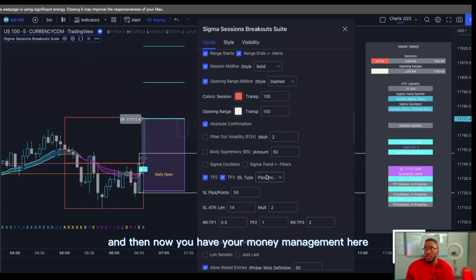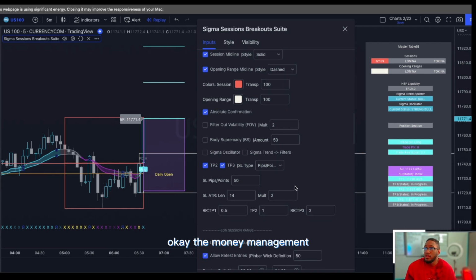All right, and then now you have your money management here. Okay, the money management, we have the ATR, so that means that you can use the ATR for your take profits and your stop loss. You have the pips and points. We've gone over that, right? 50-point stop loss. You can change it to whatever you want.